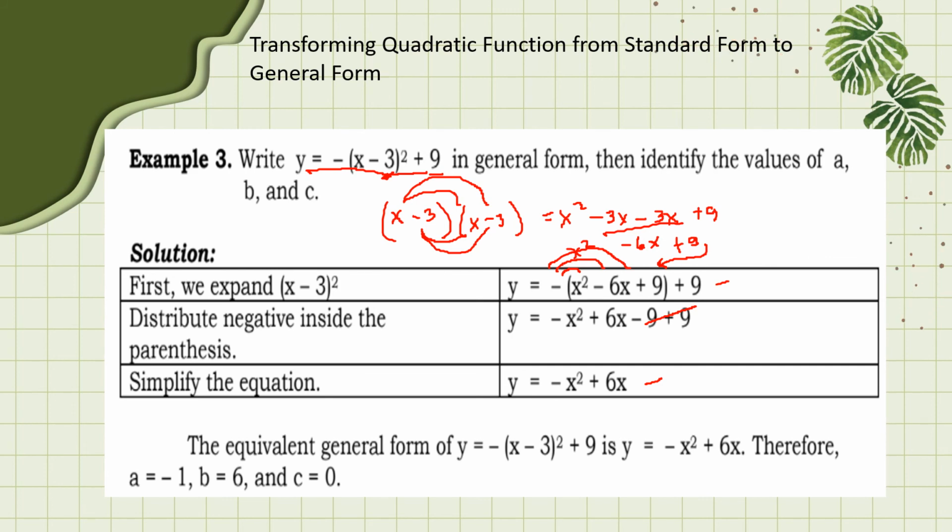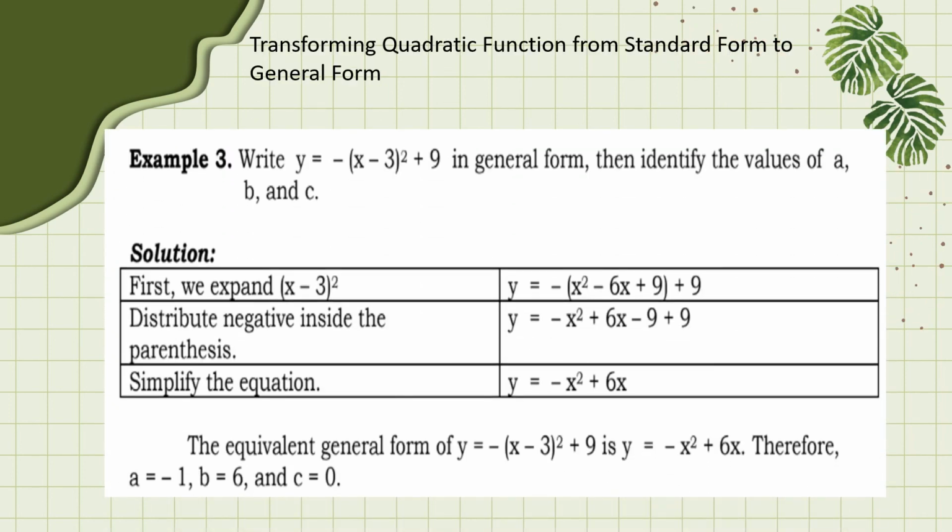So, the equivalent general form of y is equal to negative quantity x minus 3 squared plus 9 is y is equal to negative x squared plus 6x. Therefore, ang a po natin ay negative 1, ang b natin ay 6, at ang c natin ay 0. O, di ba madali lang siya pag-convert ng vertex to general form. So, we need to transform another one. Give an example. So, y is equal to negative x minus 3 squared plus 9 in general form.